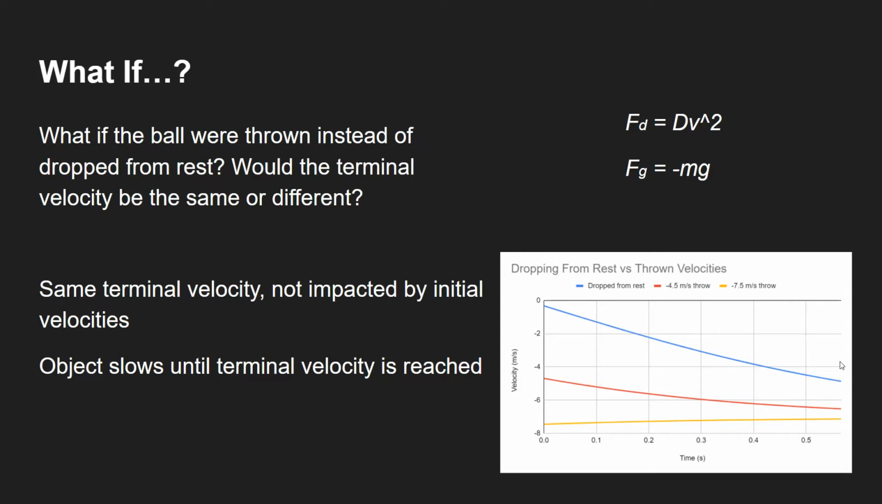Additionally, graphically, we can see that all three of these different scenarios allude to it having a similar terminal velocity somewhere off the chart. And one cool thing: when you throw the ball faster than terminal velocity, as seen by the yellow line here, with a negative 7.5 meters per second throw down, it actually slows itself down to meet the terminal velocity because air resistance here outmatches the force of gravity downwards.